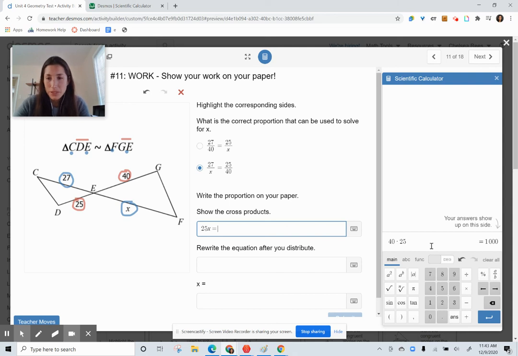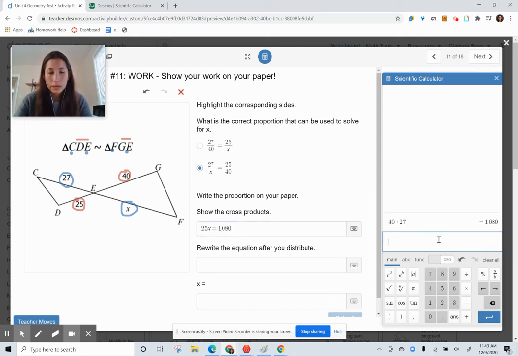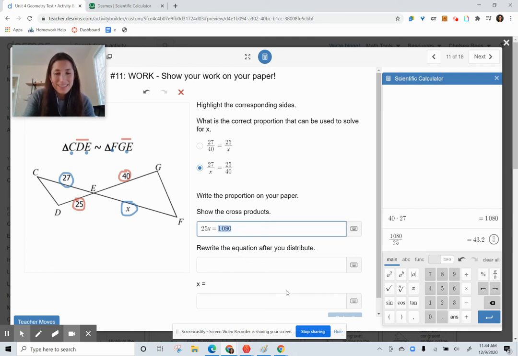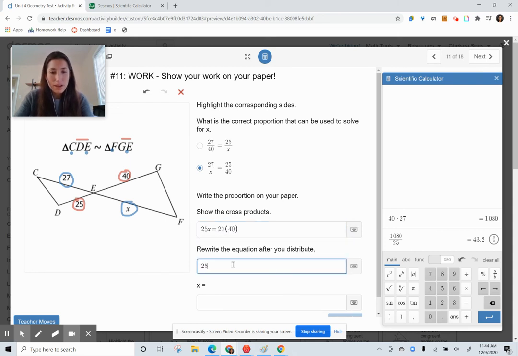Hopefully you noticed as I was doing that and you're saying, Miss Reese, what are you doing? We've really got 40 times 27. And then we would go ahead and take 1080 and divide that by 25. Oh, and I didn't show my cross products here. This was 27 times 40. So then we would get 25x equals 1080. And then x is 43.